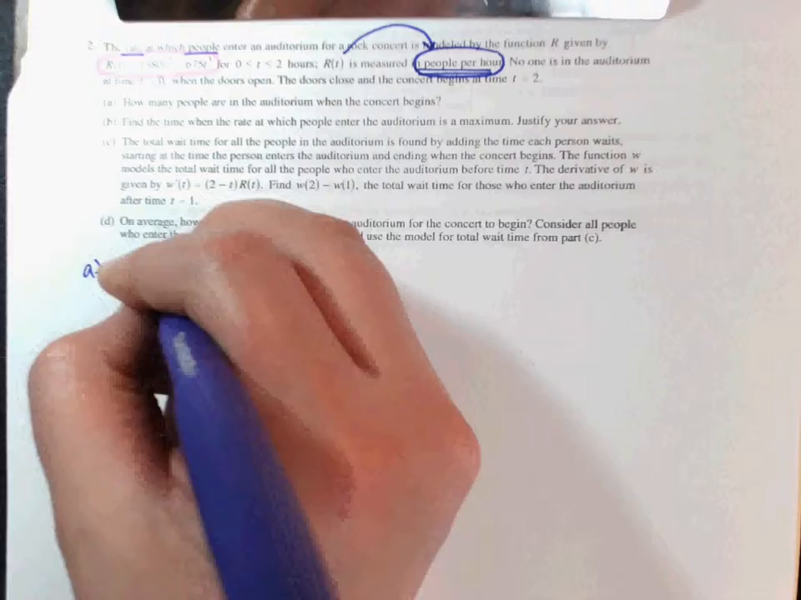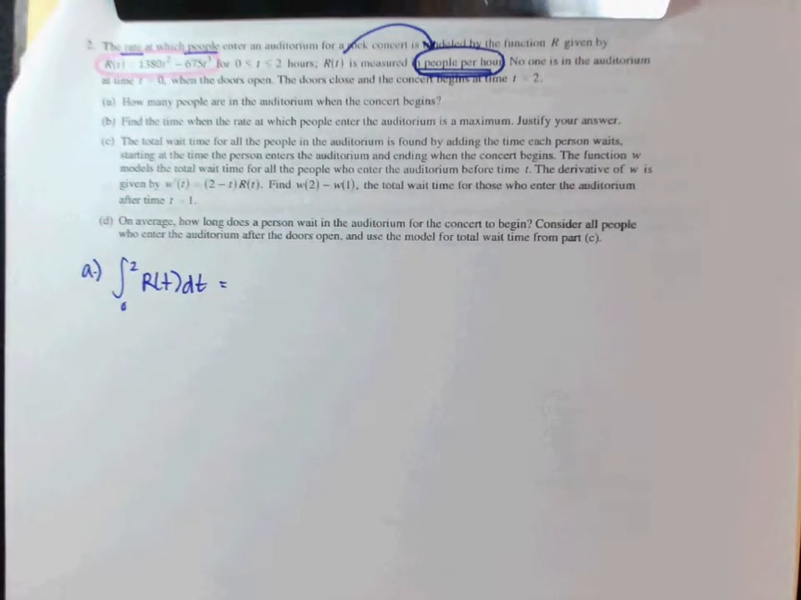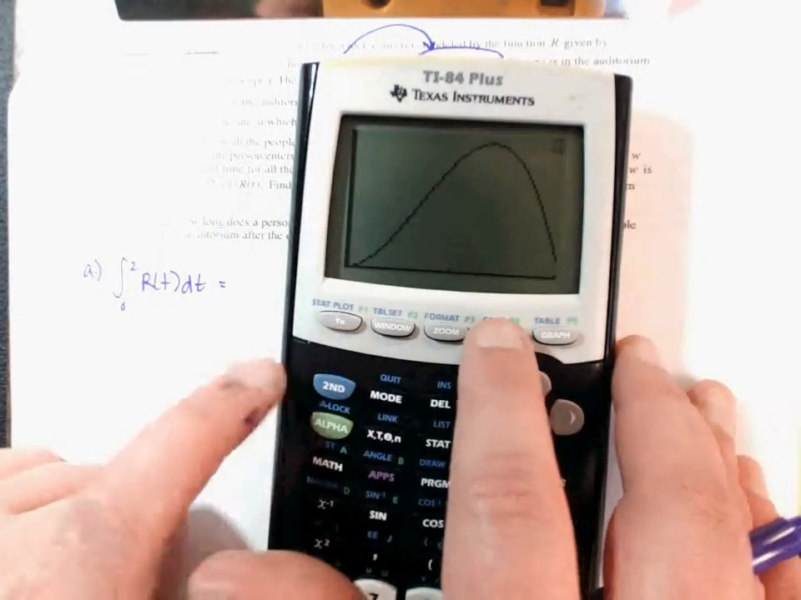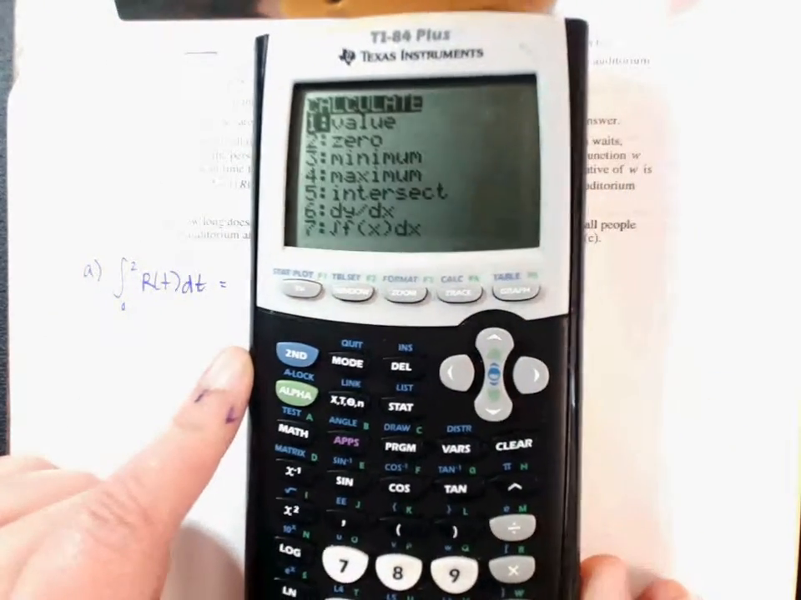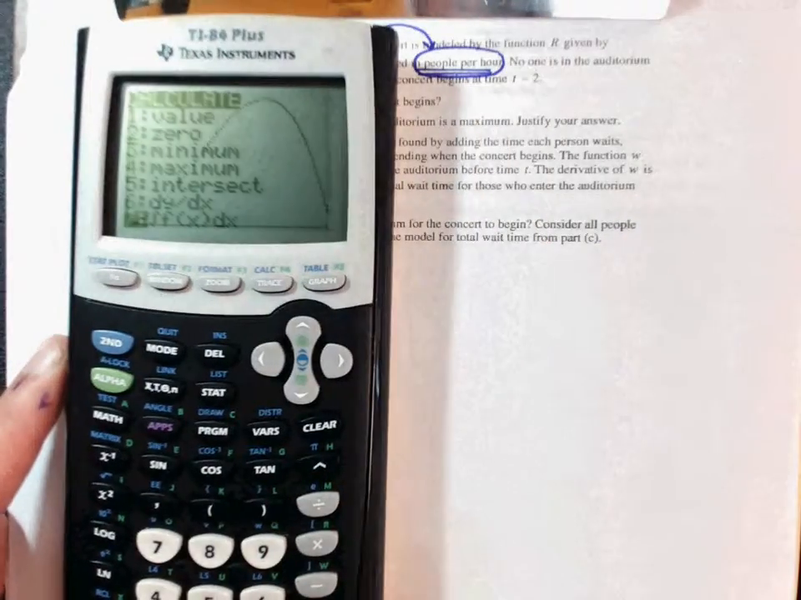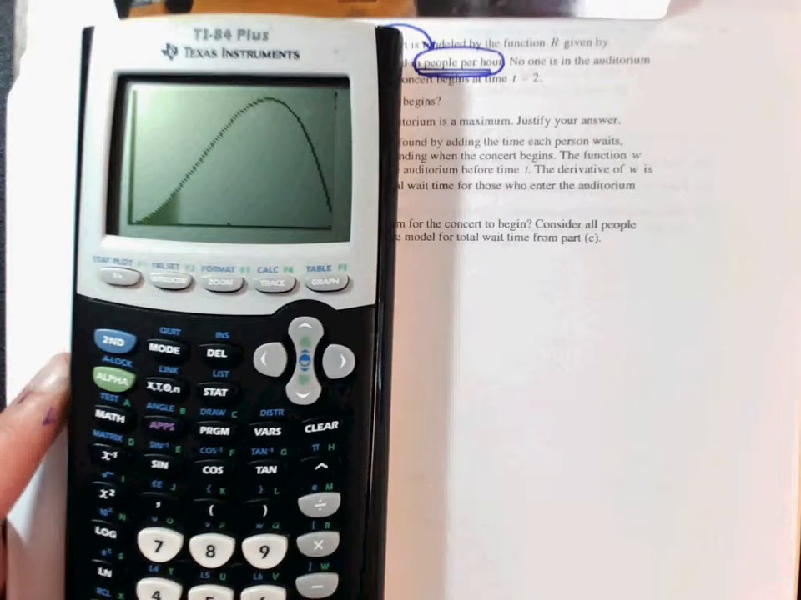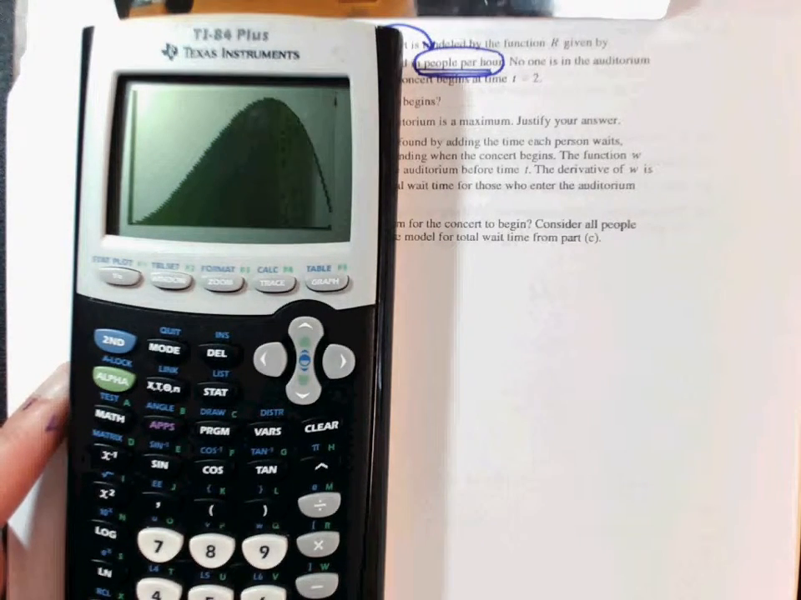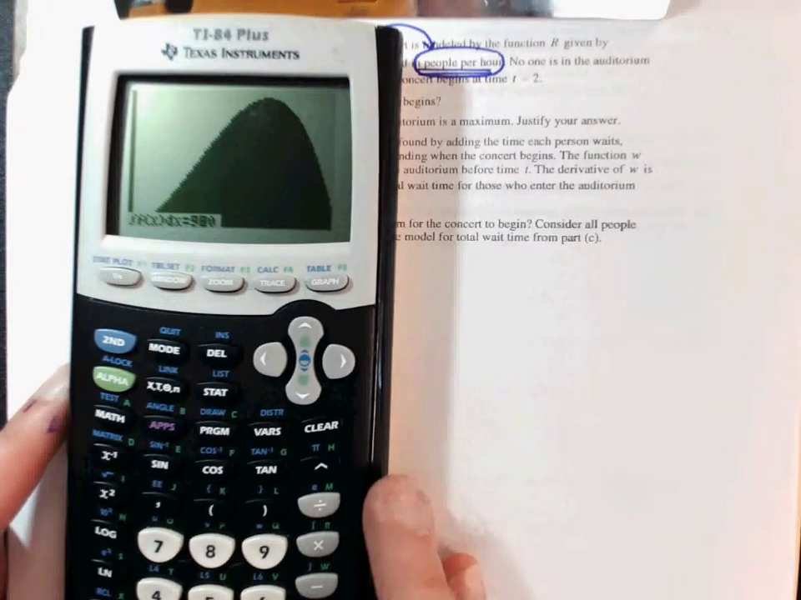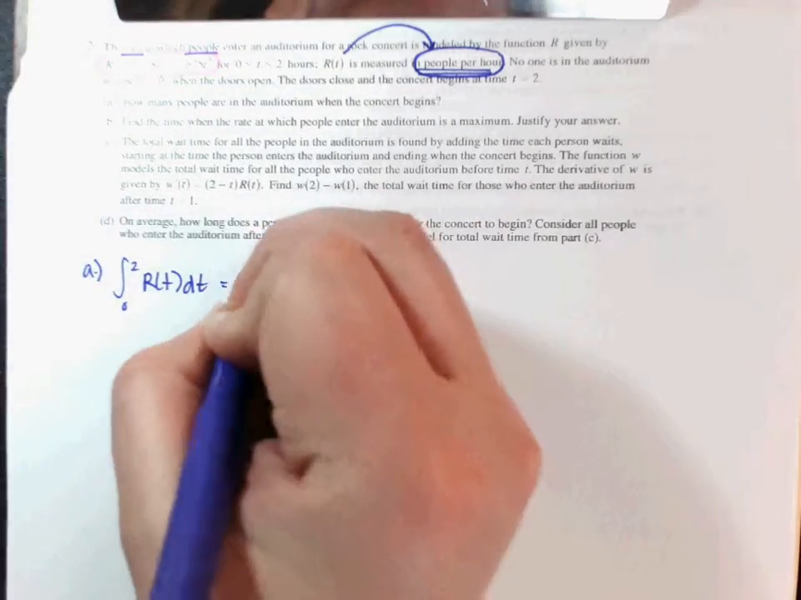And I'm going to use the function name R of t because I don't want to re-have to type it all in. And then you can do the integral in the calculator or in the graph. It doesn't matter. So I'm going to do it here. Second trace. Option 7 is the antiderivative. So I'm going to go down to option 7. And then I'm going to go from lower limit 0 to upper limit 2. And then it'll shade it in for you, show you that it's calculating the area. 980 people entered the auditorium.